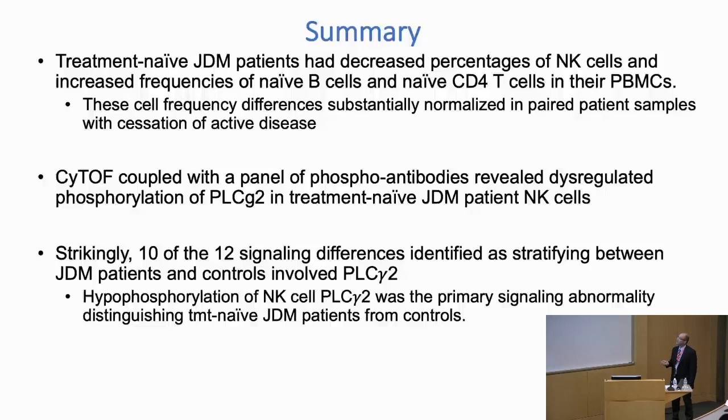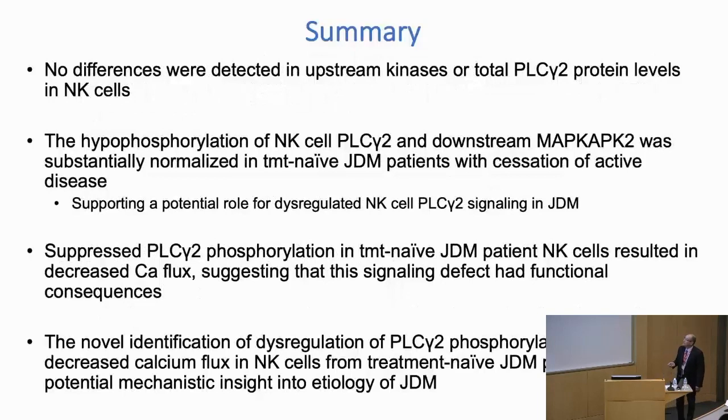CyTOF coupled with a panel of phosphoantibodies revealed dysregulated phosphorylation of PLC gamma 2 in NK cells of treatment-naive JDM patients. Strikingly, 10 of the 12 signaling differences stratifying JDM patients and controls involved PLC gamma 2, and this hyperphosphorylation of NK cell PLC gamma 2 was the primary signaling difference distinguishing these 2 groups. No differences were detected in upstream kinases or total PLC gamma 2 protein levels in NK cells.